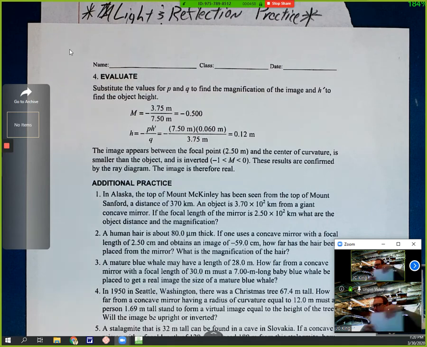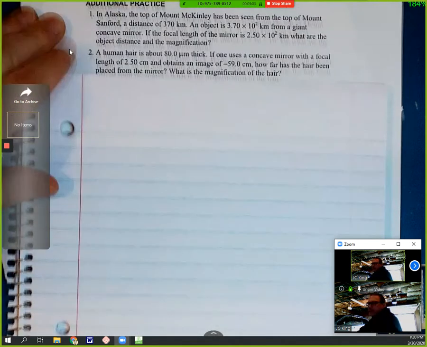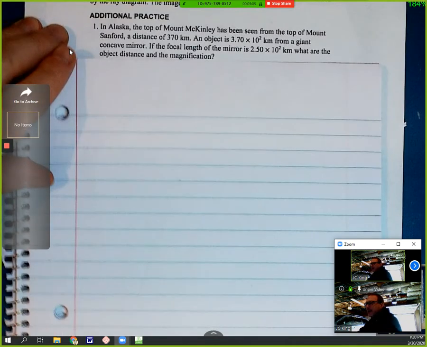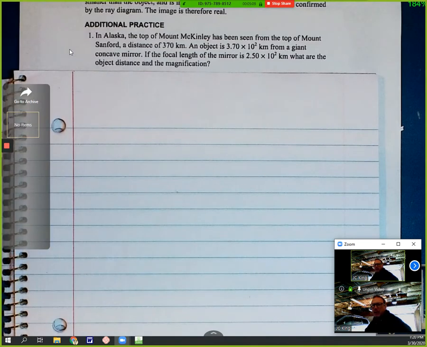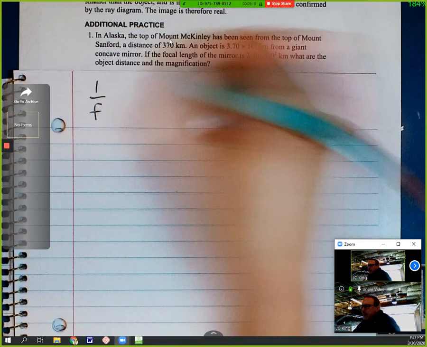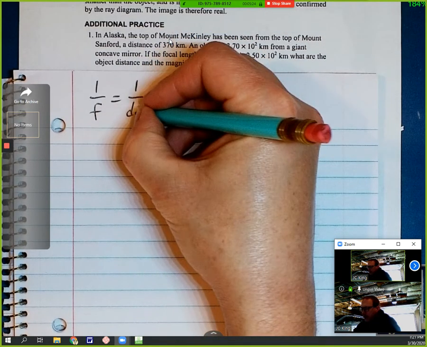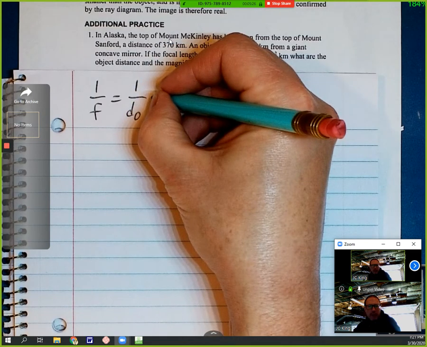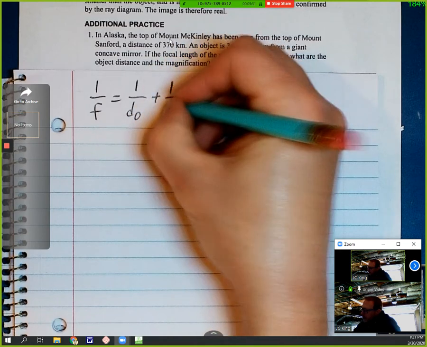So let me get some paper up here. The nice thing about this is, for the most part, we don't have to worry about having our lengths in specific units so long as we are consistent with all of our units. Equations that we're going to be using here today: 1 over focal length is equal to 1 over the distance of the object plus 1 over the distance of the image.